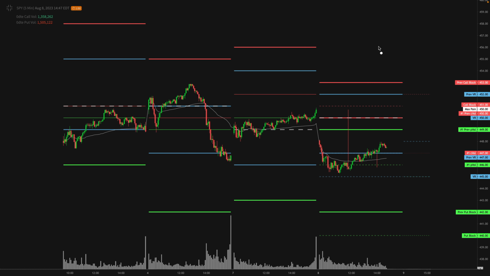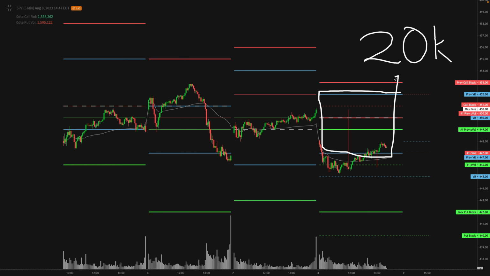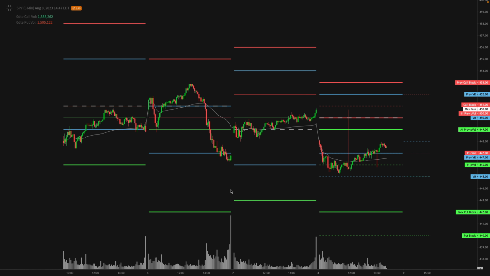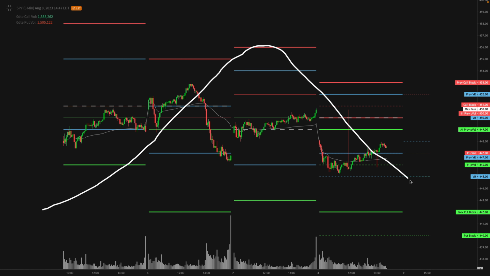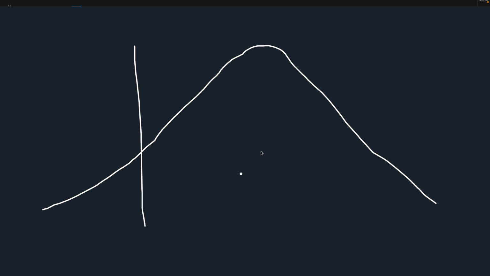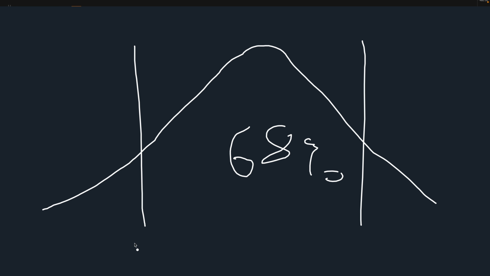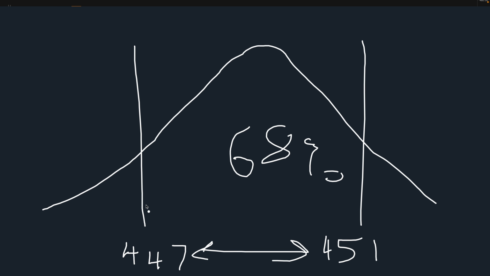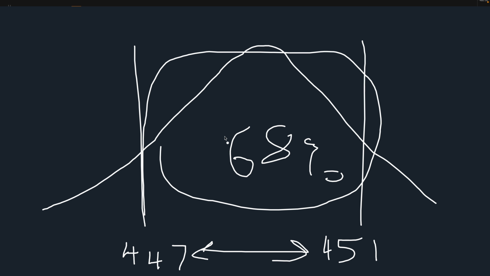If you're curious, the number is based on 20,000. So the strike prices that have 20,000 on both the call and put side will create this range. You can think of it as a 1 standard deviation of volume. So think of it almost like a bell curve, and we say 68% of all the volume occurred between the strike 447 and 451. That's creating our range for the majority of all the volume traded yesterday, and that's what creates this range.